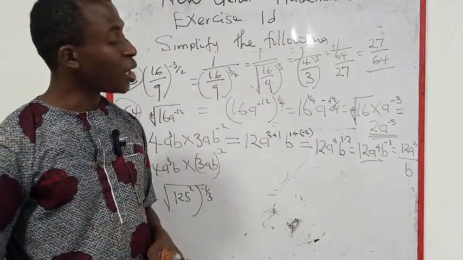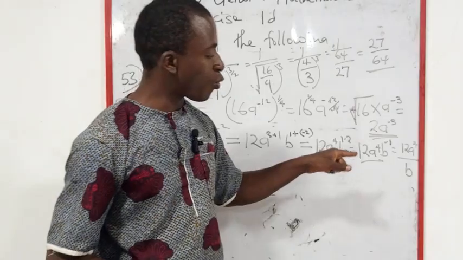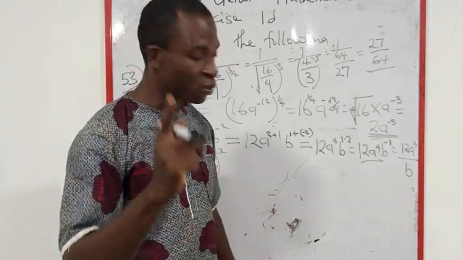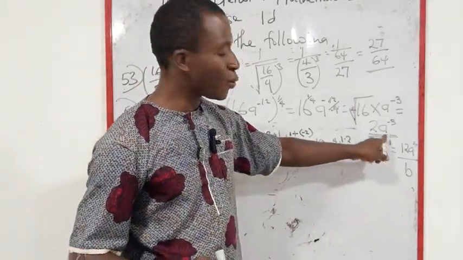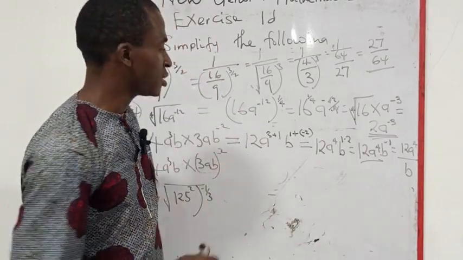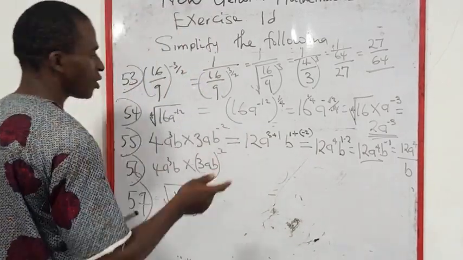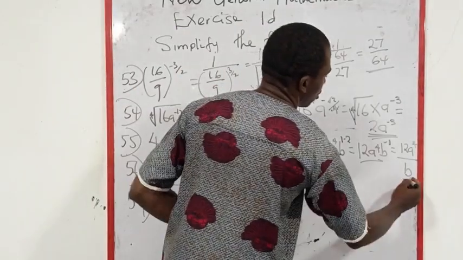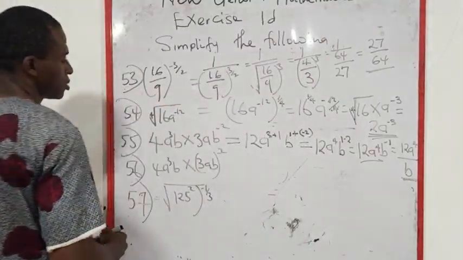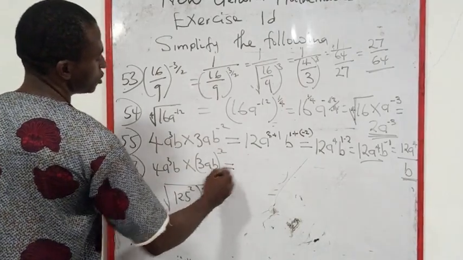or 12a raised to power 4 over b, courtesy of our fourth law, where we will now say 1 over b. That is exactly what is happening there. Either of them, either this answer or this answer, is correct. So we now go to this one.